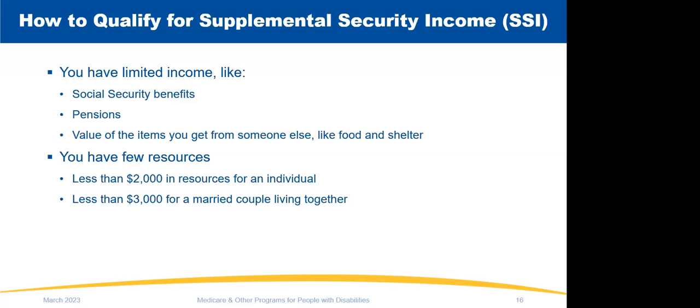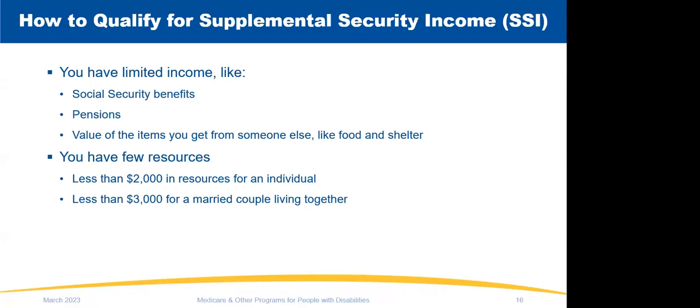Resources can be either included or excluded. The resource limit for an individual is $2,000. So that means an individual applying for SSI cannot have resources that exceed $2,000. Resources are going to be things like money in the bank, your bank accounts, your IRAs, your CDs. It's going to be property that you own. It's going to be vehicles that you own, life insurance policies that have cash value, burial plots, those kinds of things.